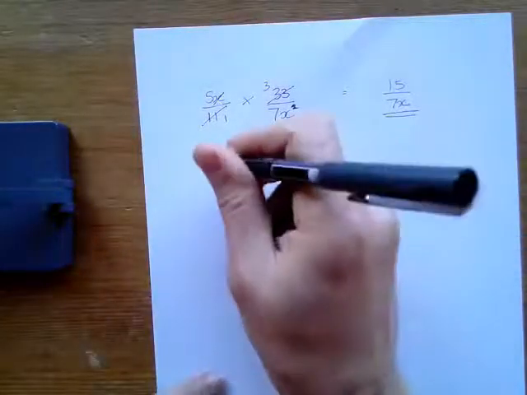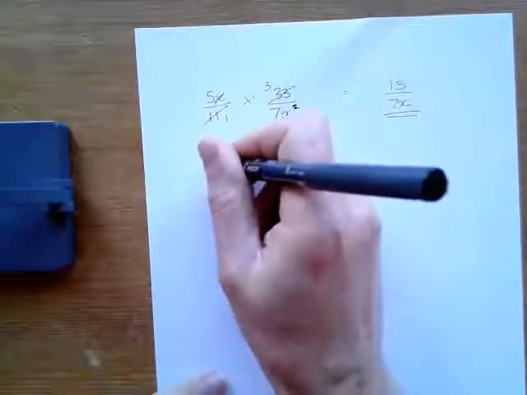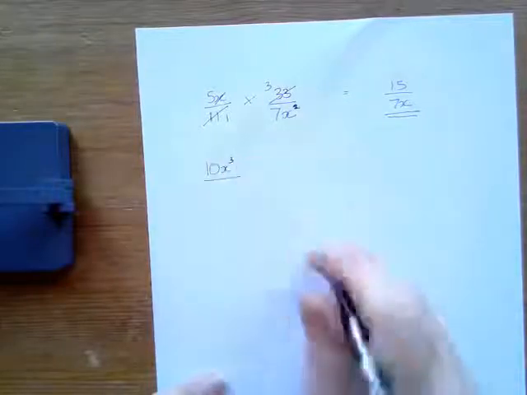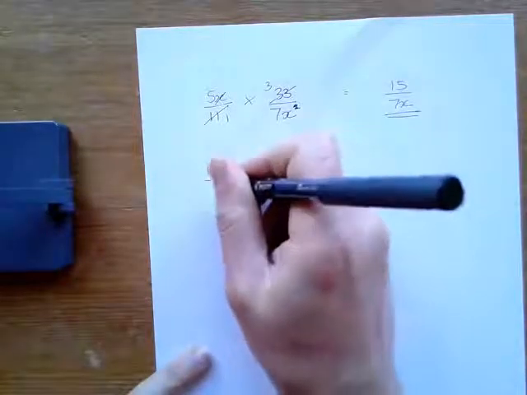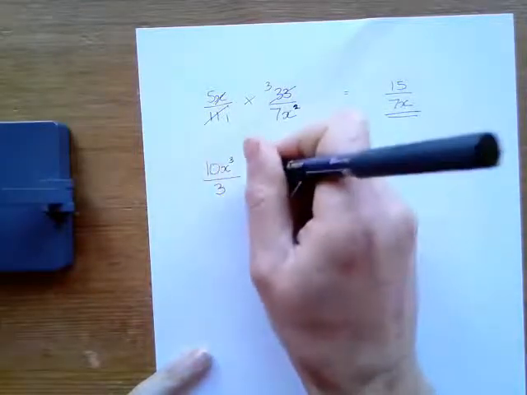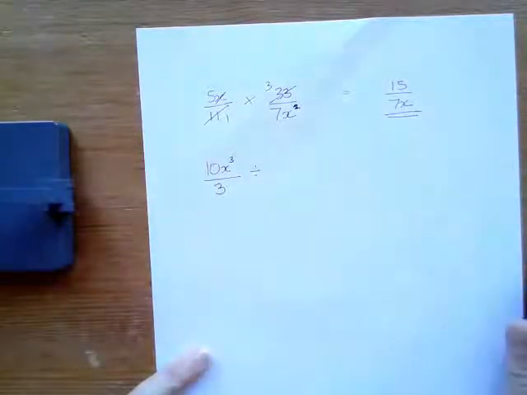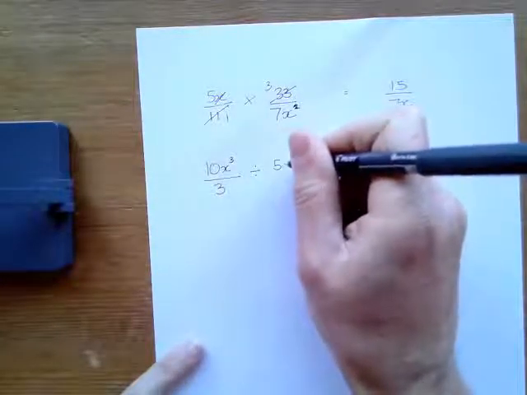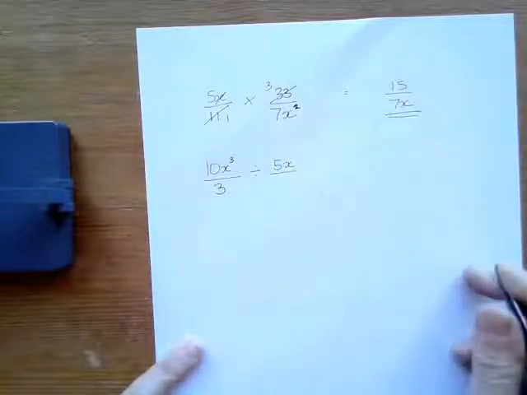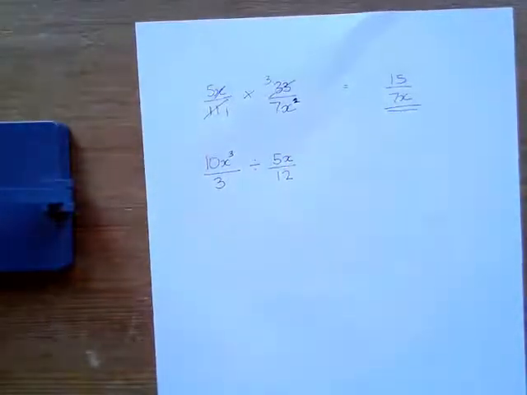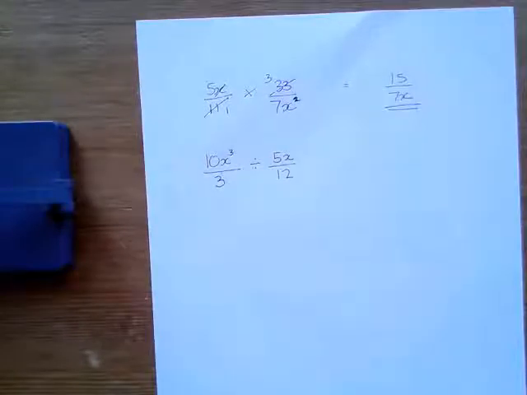Let's try another one. This time we'll do a divide. So if I had something like 10x cubed over 3 divided by 5x over 12. There we are. So suppose we've got that to do: 10x cubed over 3 divided by 5x over 12.